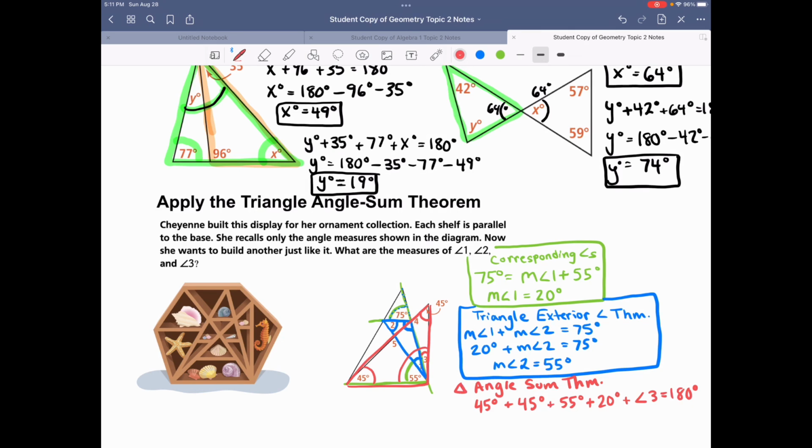Triangle angle sum theorem. All right, so then if we solve for the measure of angle 3, that would be 180 degrees minus 45, minus 45, minus 55, minus 20, which if you figure all that out, you end up getting 15. The measure of angle 3 is 15 degrees. Nice work.